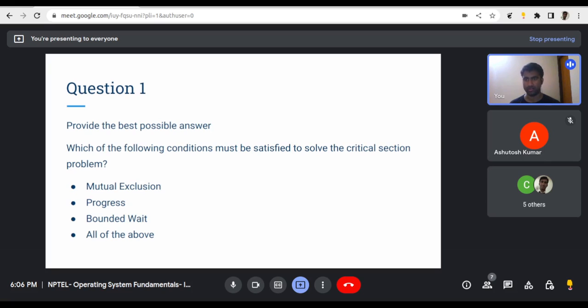Okay, so this is the first question. Which of the following conditions must be satisfied to solve the critical section problem? Mutual exclusion, progress, bounded waiting, or all of the above? Which among the following conditions is a requirement for the critical section problem?